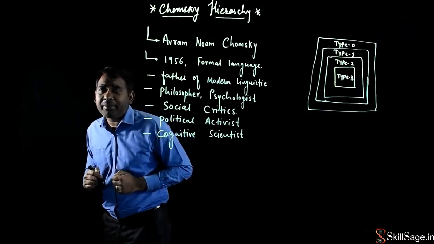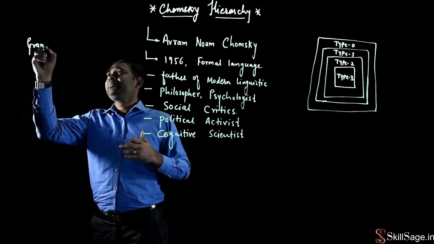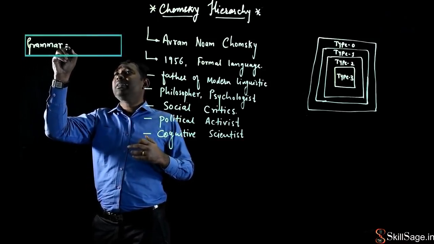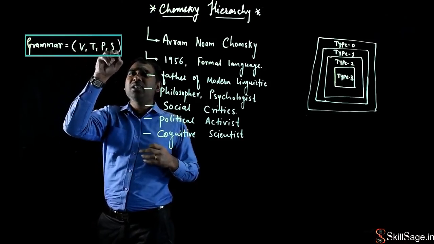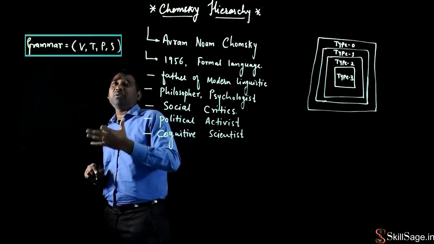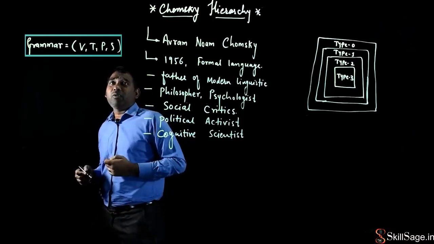The mathematical definition of a grammar says that it consists of 4 tuples. So when I say grammar, it consists of these 4 tuples called V, T, P and S. What is V, what is T, what is P and what is S? We'll briefly discuss these 4 tuples first.